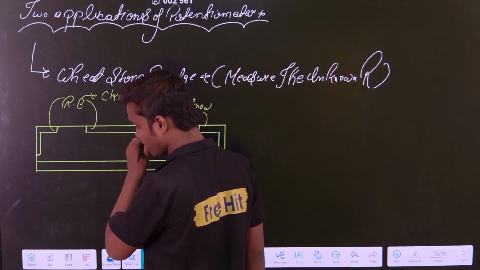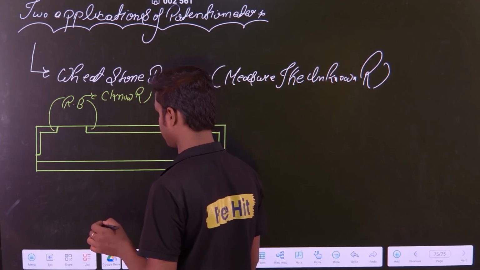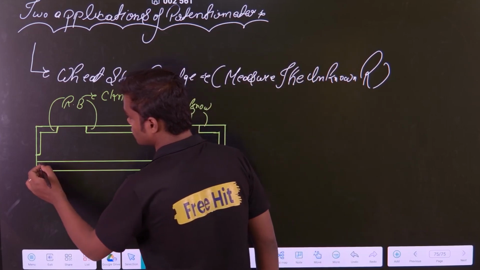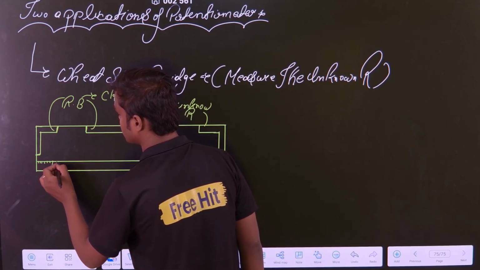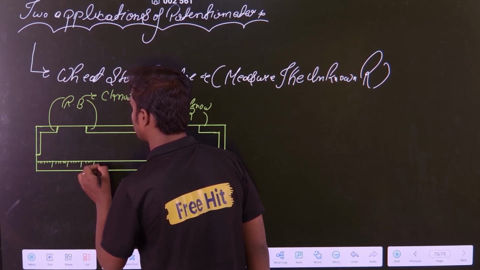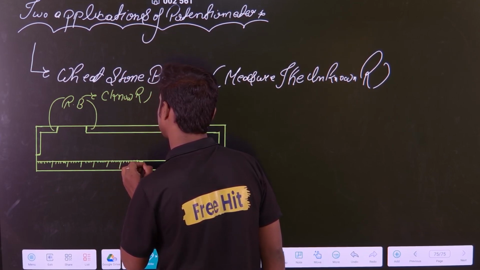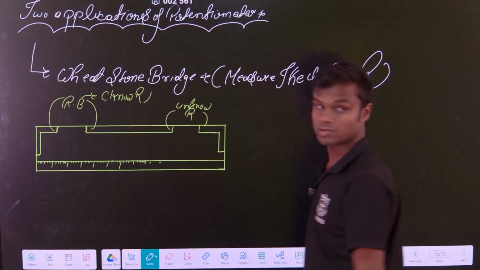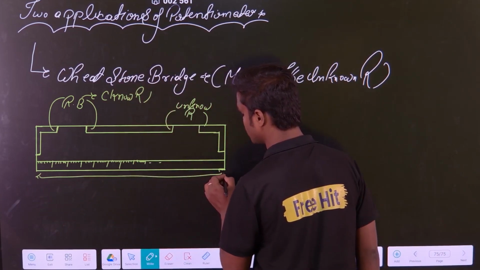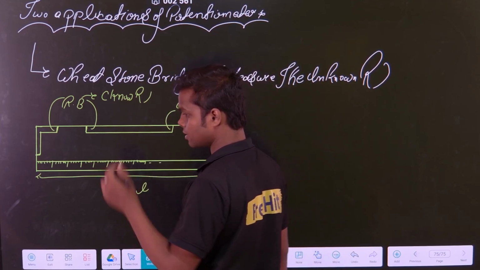Then what we will do, basically we will take one galvanometer. And this is a scale where we have readings. So readings will be there. Generally the length is 100 centimeter, but you take the length as L.